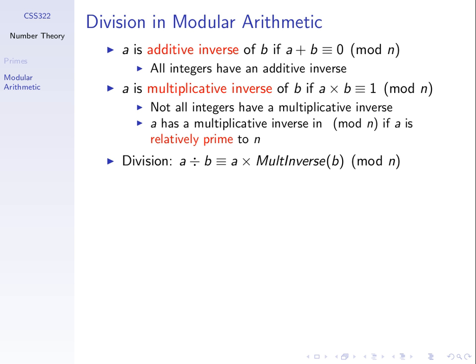4 times something, we need that to be true. 4 times some integer, mod 8 will equal 1. If that integer exists, then that's the multiplicative inverse of 4. But there's no such integer. So 4 does not have a multiplicative inverse in mod 8. So we cannot divide by 4. There's no solution. We cannot perform that operation.